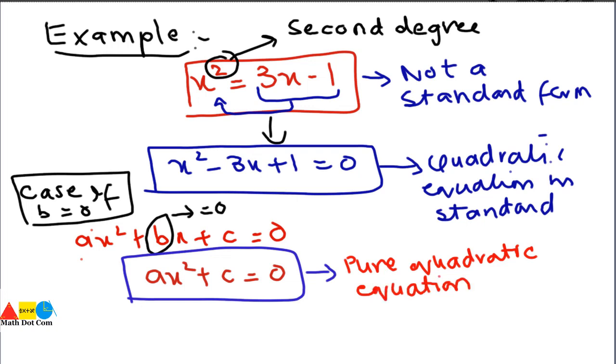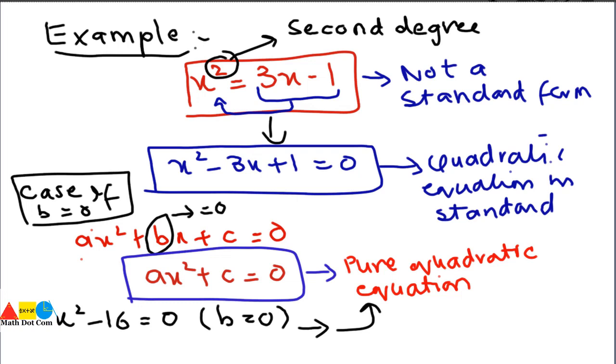If I take an example like x square minus 16 equals 0, in this equation it is clear that b is 0, a is 1 and c is minus 16. Here b is 0, so this equation is called a pure quadratic equation. This is an example of a pure quadratic equation.